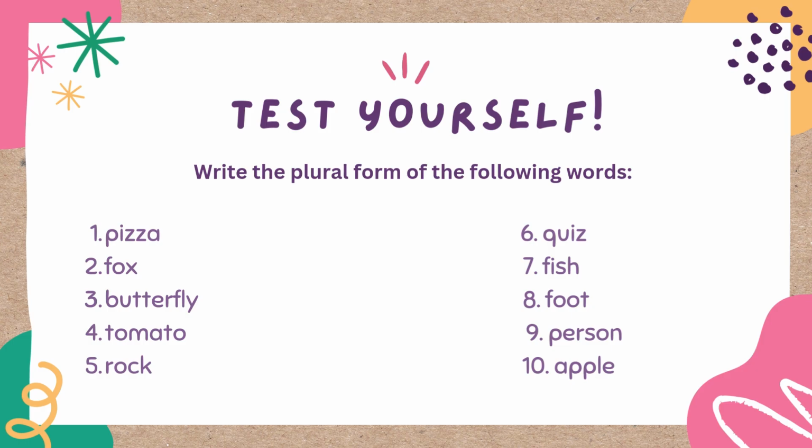It becomes foxes. Butterfly. As we said before, when a noun ends with a y and a consonant before it, we add ies, so it becomes butterflies. Tomato. It ends with an o. This means that we have to add es to make it plural. It becomes tomatoes. Rock. Here it is a regular noun that we can normally just add s at the end of it. Then rock becomes rocks.